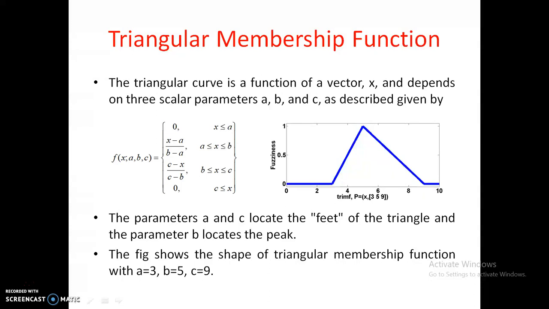As we know, y is equal to mx plus c, where m is the slope. As the multiple of x is positive, it is a positive slope, that means the line is increasing. In the next step it is a negative slope, c minus x divided by c minus b. As the multiple of x is minus 1, it is negative, so it has to decline. That's why the shape is like this. If you keep putting in values and checking, you will finally conclude the graph like this. This is the triangular membership function.